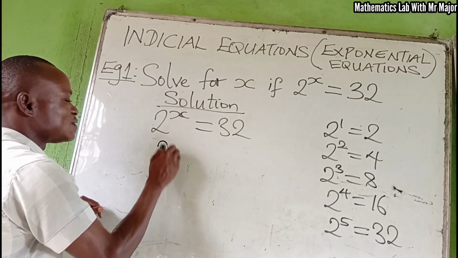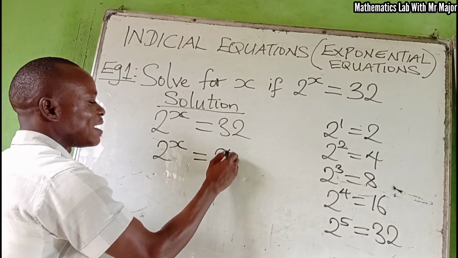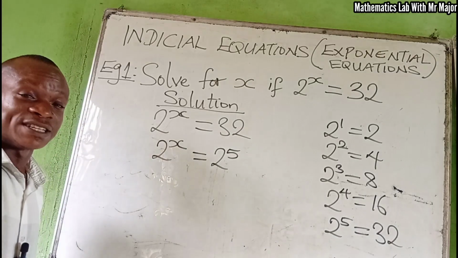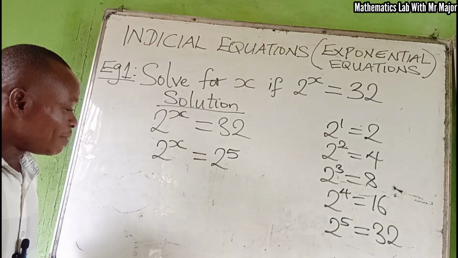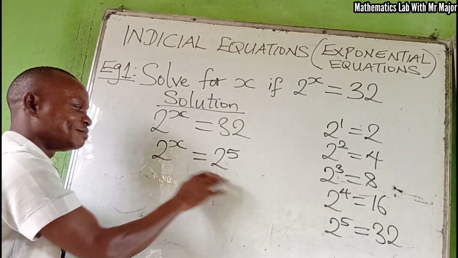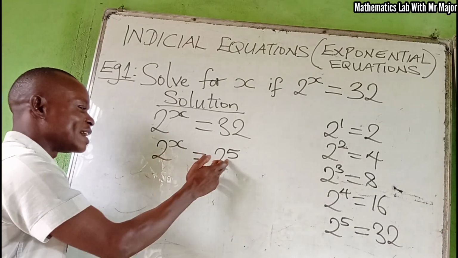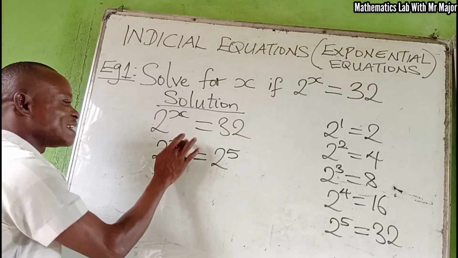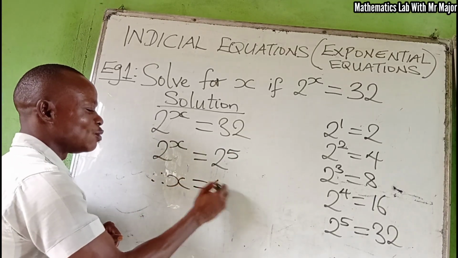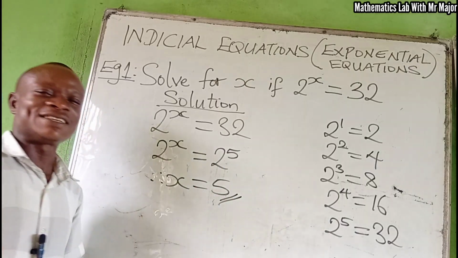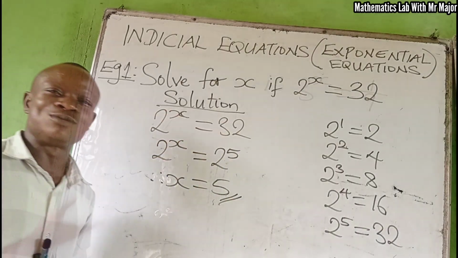So we have 2 raised to the power of x equal to 2 raised to power 5, which is still 32. Now, we are done with this question. The moment the bases are the same, we equate the powers. So since the base here is 2 and the base here is 2, that means x is equal to 5. So we say, therefore, our x is equal to 5. That is the answer. Meaning 2 raised to power 5 is equal to 32.